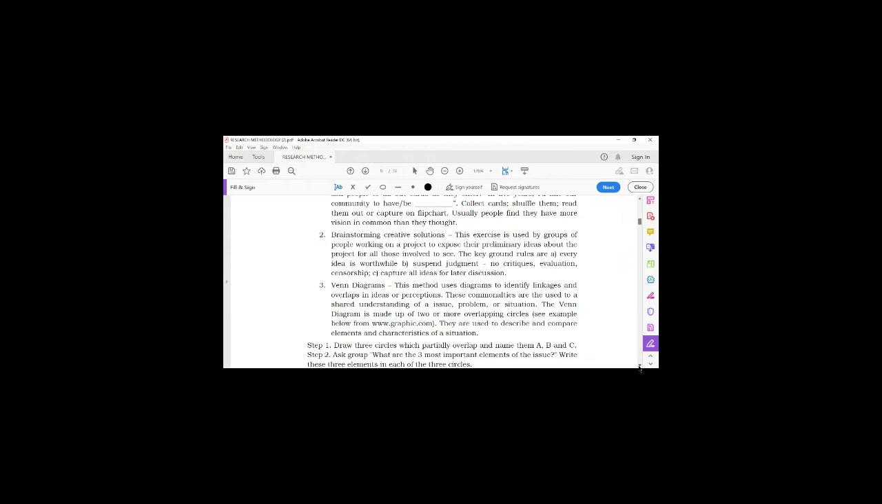Then based on this, you make a Venn diagram. Now, what is a Venn diagram? All of you know it from class 12. So what we do over here, suppose, just a minute.